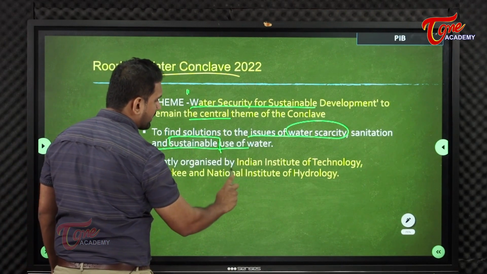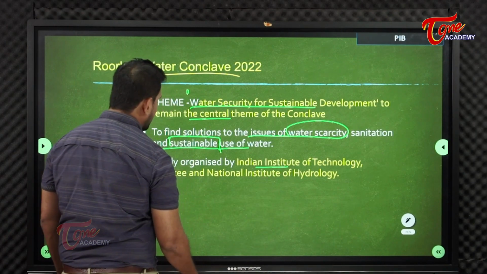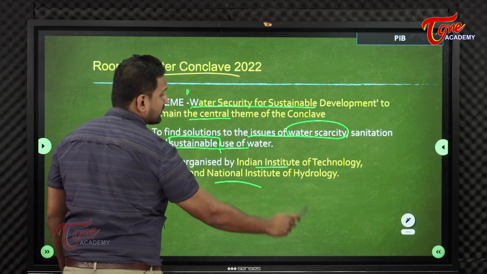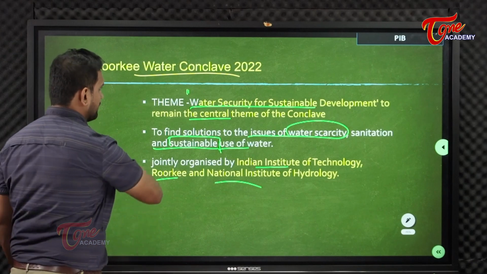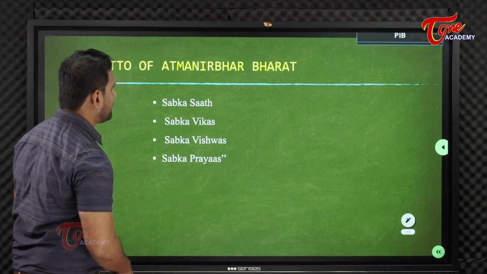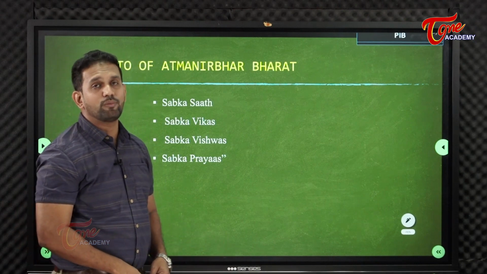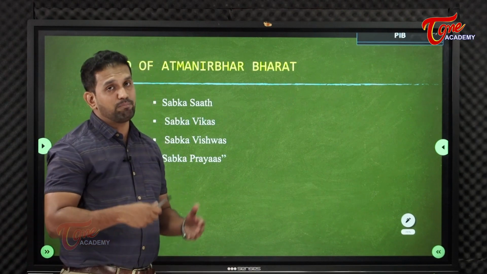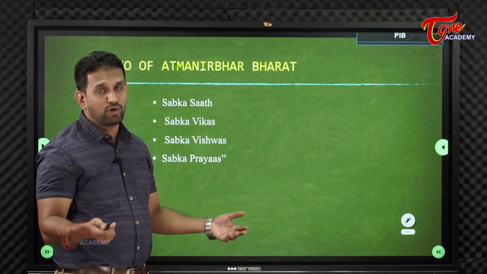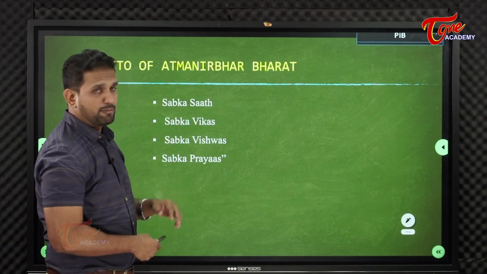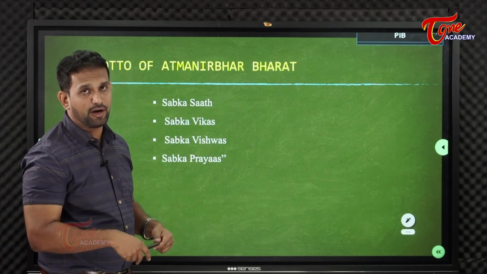It was jointly organized by the Indian Institute of Technology, IIT Roorkee, and the National Institute of Hydrology. Right. Motto of Atmanirbhar Bharat, a very famous document, or a very big announcement of the government and policy, is Atmanirbhar Bharat, meaning self-reliant India.